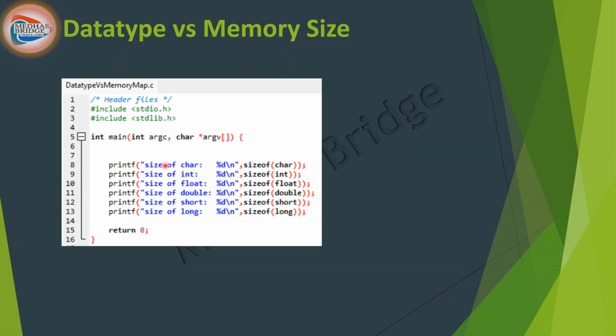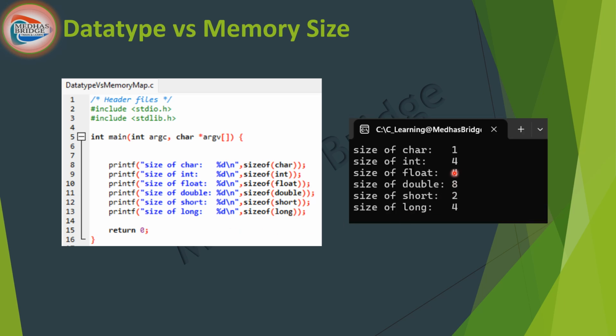If I want to see the size of each data type, like char, int, float, double, short, long, this is a sample program which gives me the size of each data type. In this context I can see char is 1 byte, integer 4 bytes, float 4 bytes, double 8, short 2 bytes, long 4 bytes. This is how I can see, right? The sizeof operator always returns an integer value, and hence my format specifier is %d.